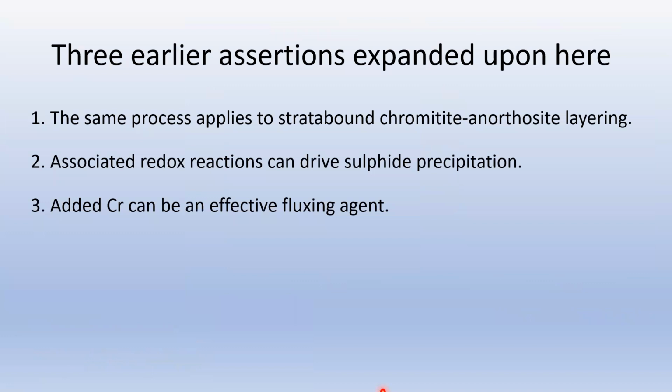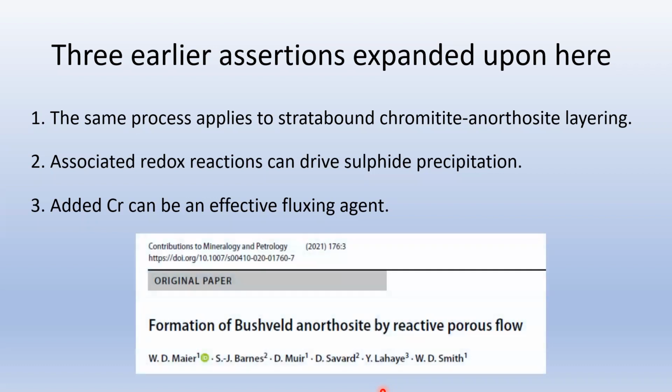All right, we made at least three different assertions in that earlier paper. One of them is that this same process applies to Bushveld chromite-anorthosite layering. We also suggested that certain redox reactions that occur during chromite precipitation can drive sulfide precipitation, and that furthermore, the addition of chromite can be an effective fluxing agent. The first one was actually done for us by a paper by Wolf-Meyer and friends, who suggested that, yes, indeed, Bushveld anorthosites can be formed by reactive fluid flow. And if you can't trust the organizer of this conference, who can you trust?